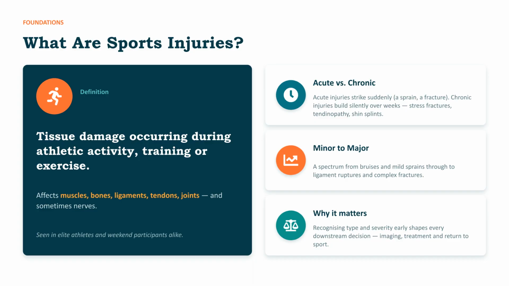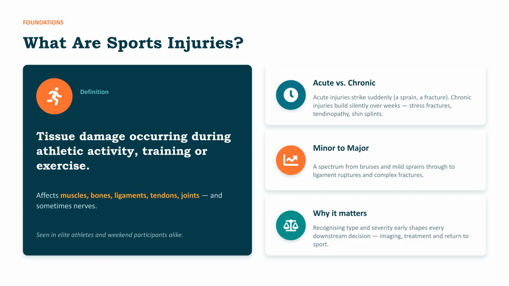So, what exactly is a sports injury? Simply put, it's tissue damage that occurs during athletic activity, training, or exercise. This can affect muscles, bones, ligaments, tendons, joints, and sometimes nerves. Importantly, sports injuries don't discriminate. They happen to elite athletes and weekend warriors alike.